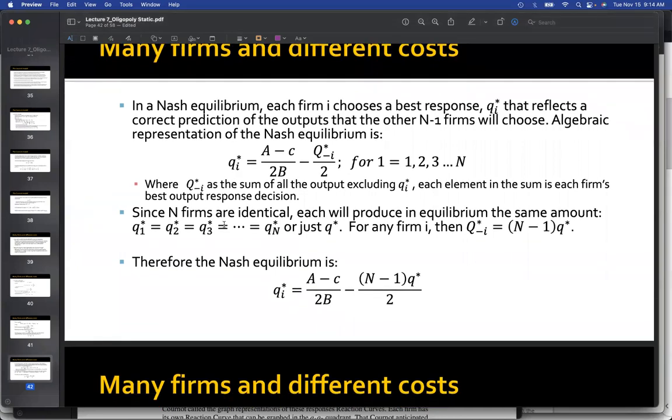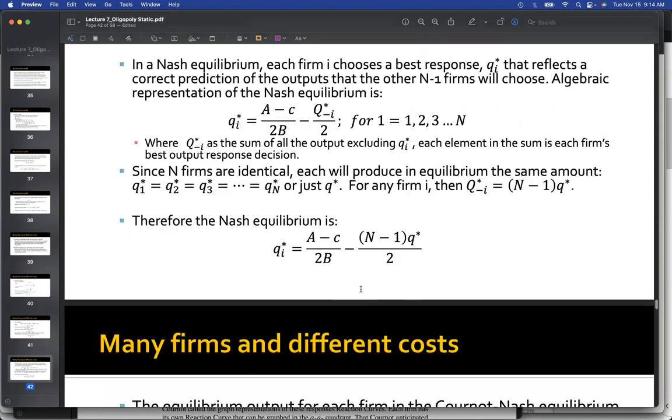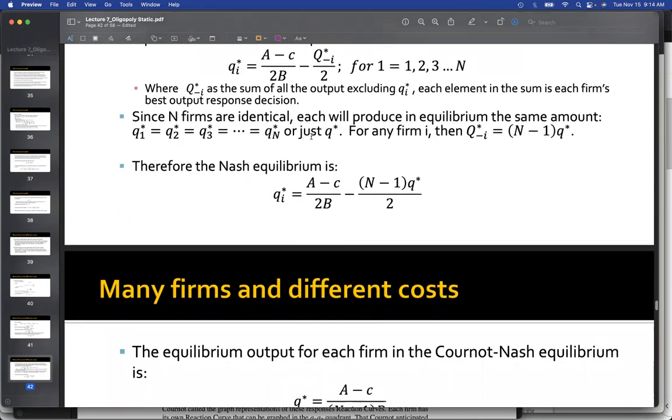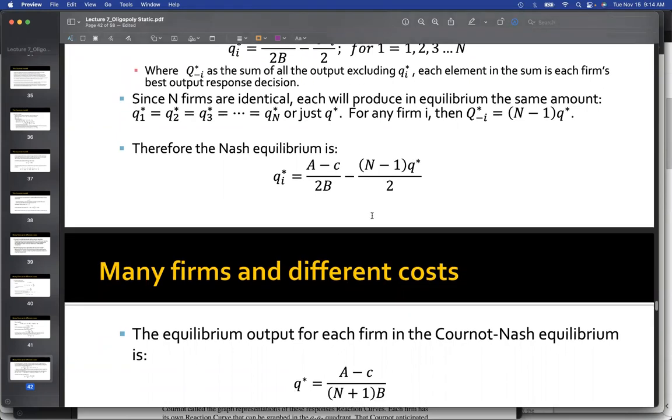Since each firm is identical, each will produce in equilibrium the same amount. So that means q_not_i star equals just n minus 1 times q star. Since we're trying to find out what the q star is, that's why n minus 1 pa rin siya. So itong q star na q_not_i, you're just replacing it with this one. But this comes from the fact na pare-pareho yung cost nila. So this is a simplifying assumption to get to the point of what happens when this n becomes very, very big.